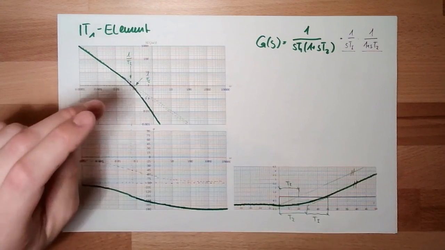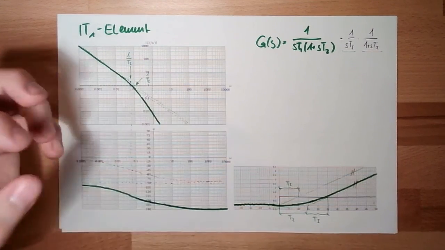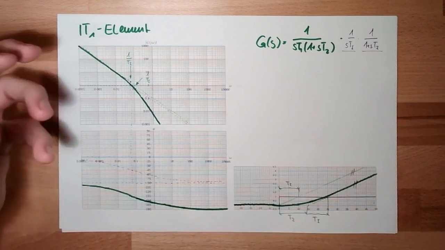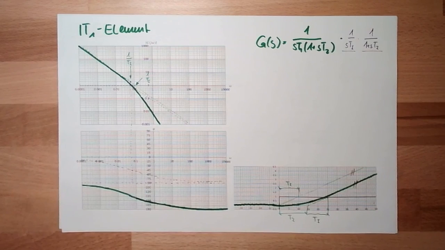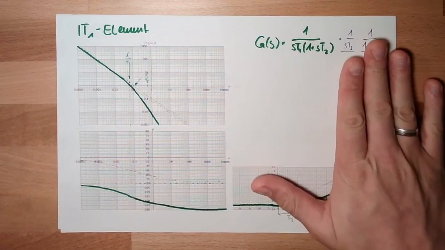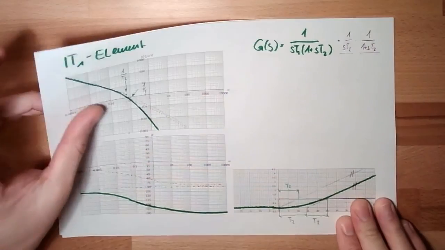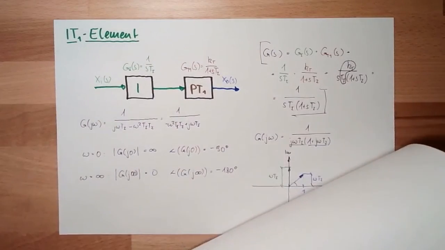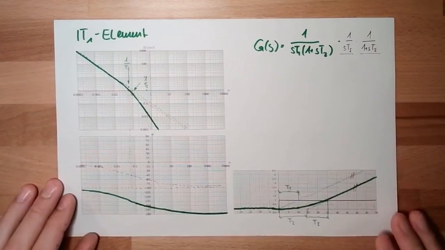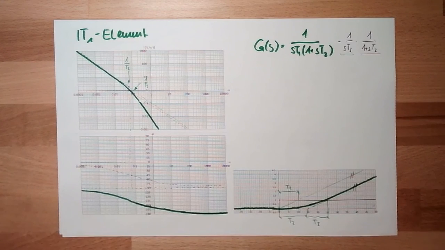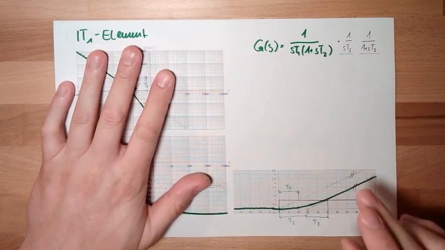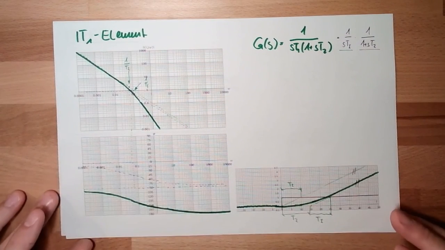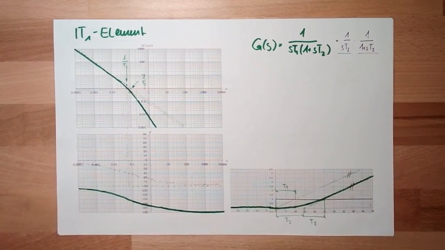A lot of times the control loop, the open control loop, has this behavior. We will see this. IT1 element. The math and the graphic solution. Step response, frequency response, characteristic transfer equation. That's it for now for the combined elements.